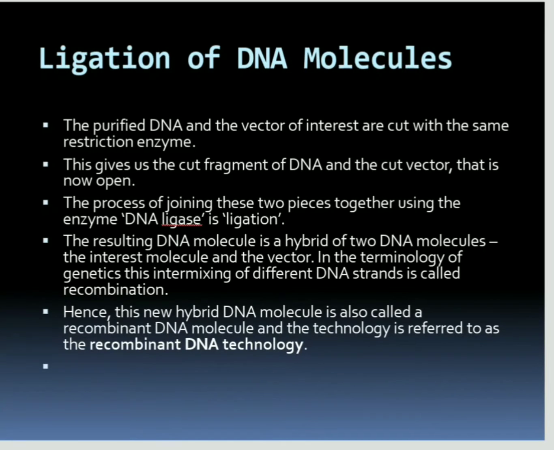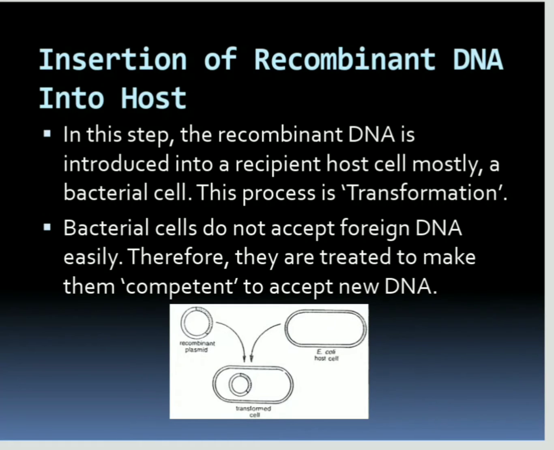After this, ligation. Purified DNA and the vector of interest are cut with the same enzyme and they are joined together, that is the ligation, with the help of the enzyme DNA ligase. The resulting DNA molecule, we call it a hybrid of the two DNA molecules, the molecule of interest and the vector. In terminology, we call this recombination. Hence, this new hybrid DNA will now be inserted into the host.